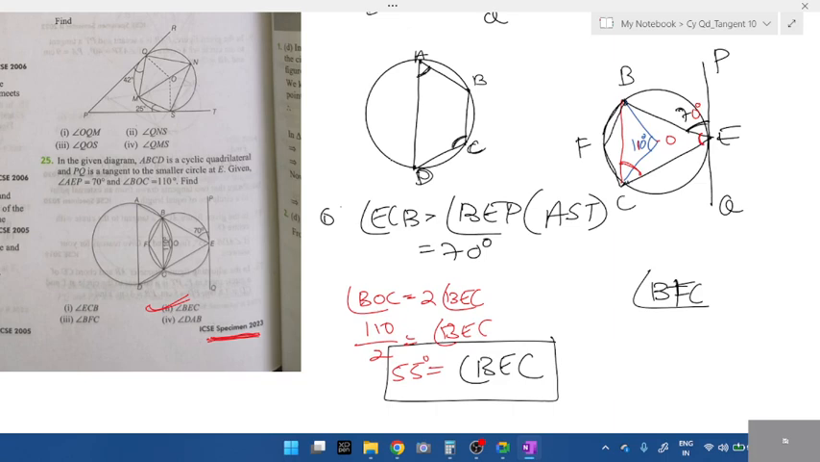Oh yeah, O is not given, right? O is not the center. Oh, then it is wrong, student. I thought that if B center is equal to twice, O is not the center. In the given diagram, ABCD is a cyclic quadrilateral, PQ is the tangent to the smaller circle E. Yes, O is not the center, student. Sorry, O is not the center.